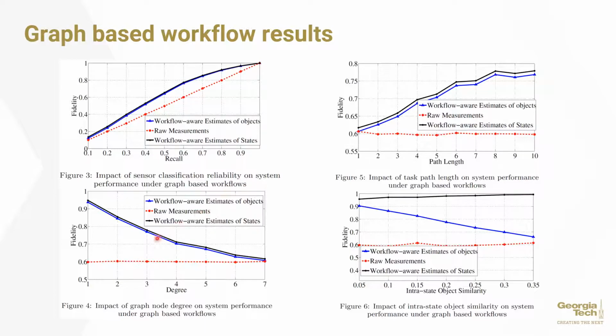So the next graph, figure 4, is the node degree. When you're using the graph-based workflow, you can specify the number of nodes. This graph simply shows that as you increase the number of nodes, your system accuracy decreases. So it's best to keep the degree on the lower level and to keep using the Markov model.